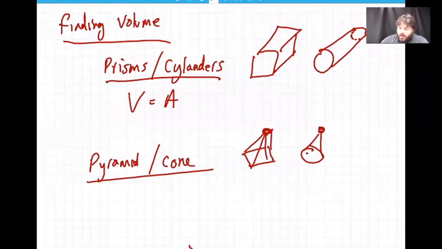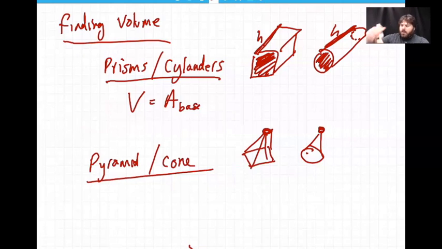It's the area of the base. So here's my base here, and then here's my length, or what I'm going to call height. Height is if it's just sitting down, like a can of soup just sitting there. Height is the height there. So it's the area of the base times the height.